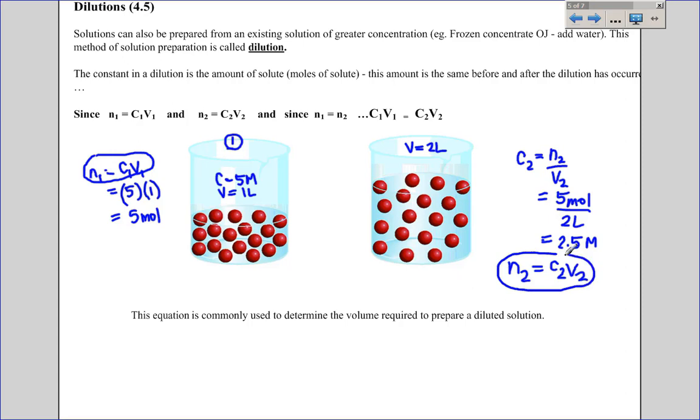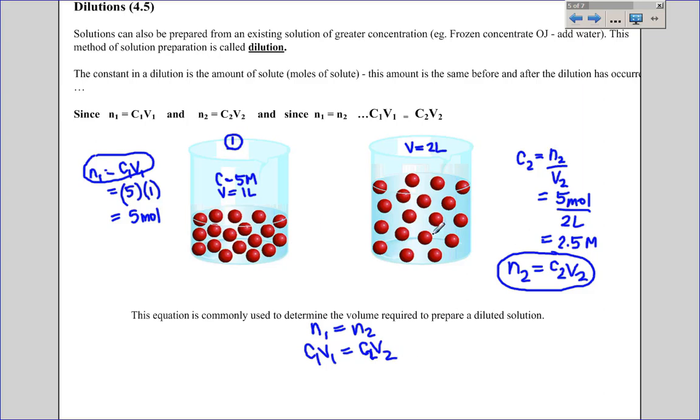Now, because we are diluting solution 1 to prepare solution 2, and the moles that we had available in solution 1 are the same moles that we have in preparing solution 2, what we know is that the number of moles in solution 1 is equal to the number of moles in solution 2, and therefore what also must be true is that C1 times V1 must equal C2 times V2.